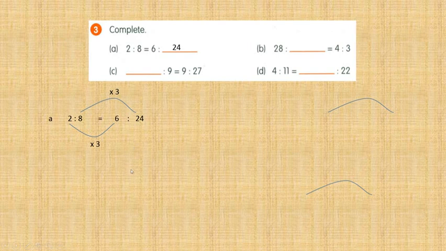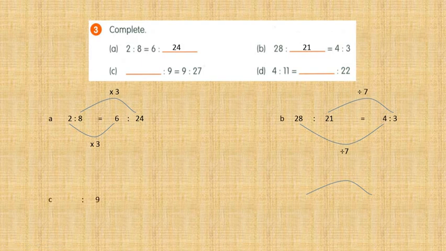Okay, let's have another one. Question number B. I have 28 to something equals to 4 to 3. So here I have 28 became 4. How do they do that? It's 28 divided by 7. So 28 divided by 7 equals 4. So what here divided by 7 is going to be 3? It's 21. So 21 divided by 7 is going to be equal to 3. Yeah, so that's it. Let's go to the third question.